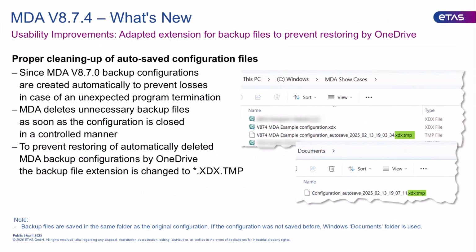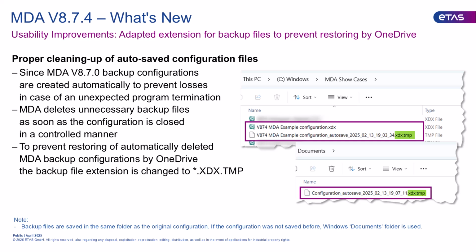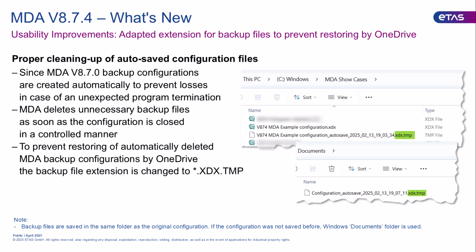Just a slide, a hint about a smaller change. When using MDA, a backup file of your configuration in use is created periodically. This is done to prevent data losses in case MDA is closed in an uncontrolled manner. Additionally, MDA monitors whether such a backup configuration is not needed anymore and can be deleted. This happens, for example, when MDA is closed correctly. So far, the file extension of such an auto-saved backup was XDX.